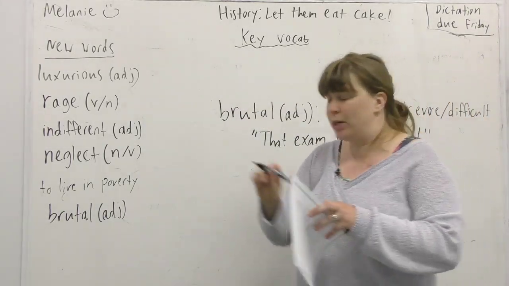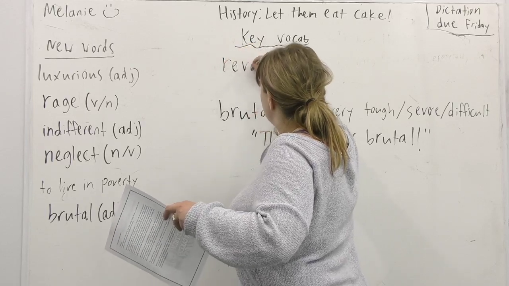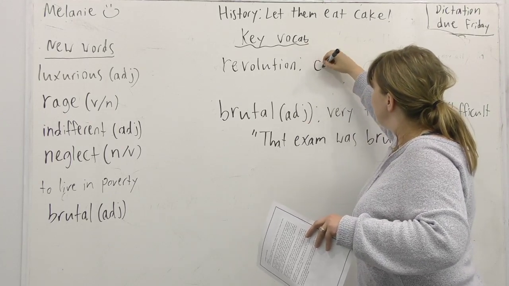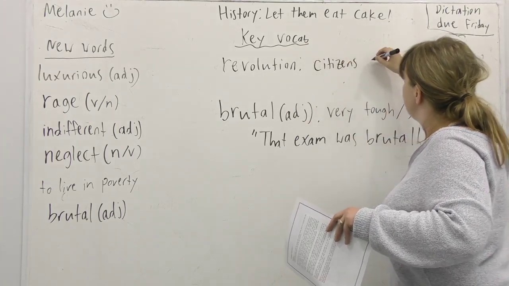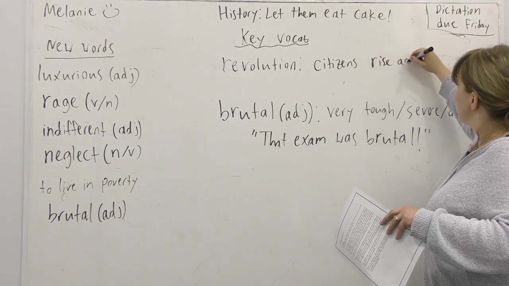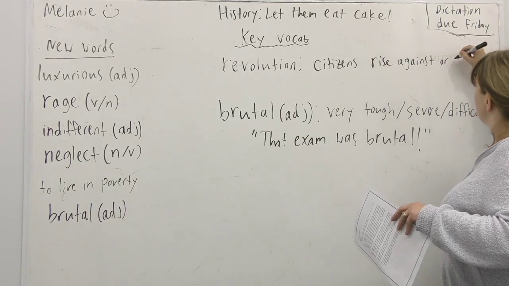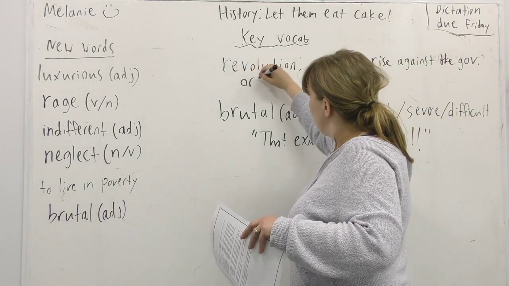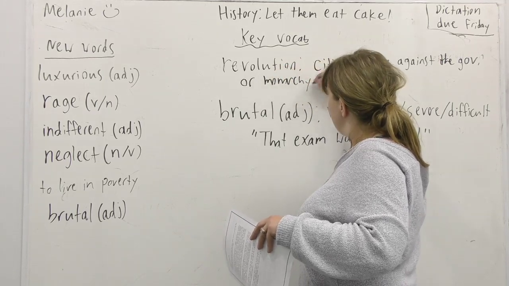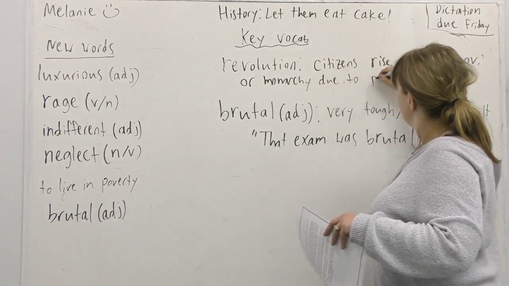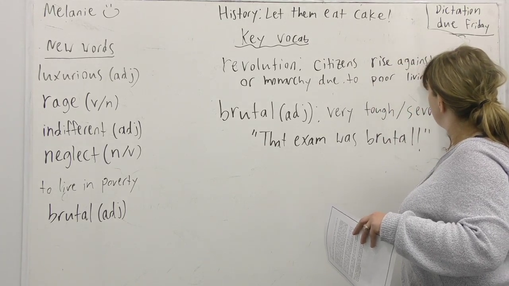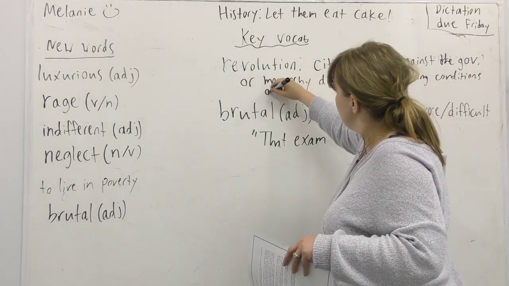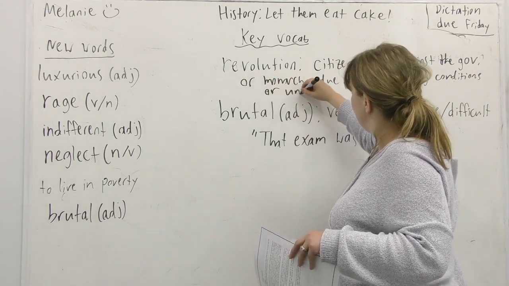So remember how I explained what a revolution is? A revolution is when citizens rise against the government, gov for short, or monarchy due to poor living conditions or unfairness.